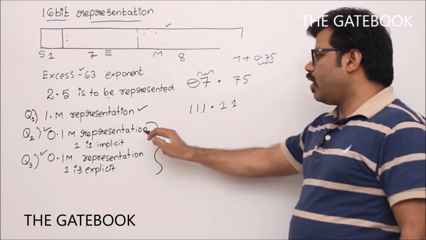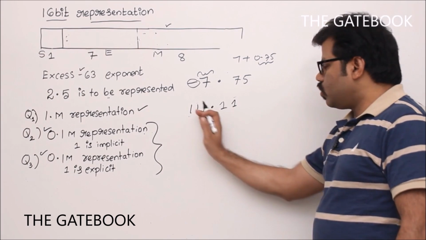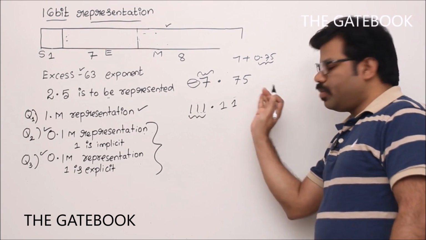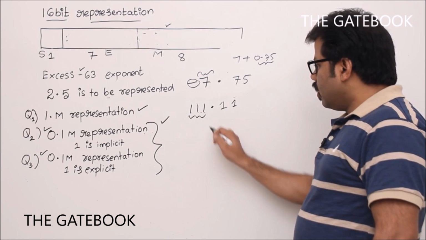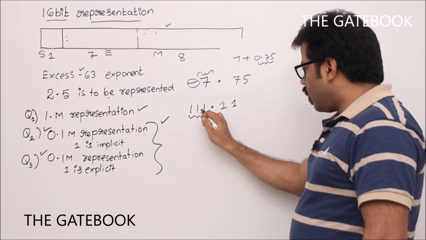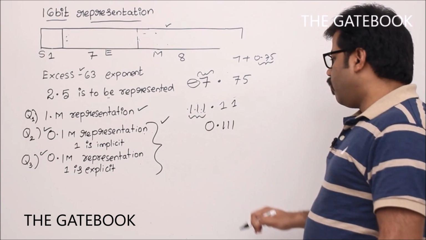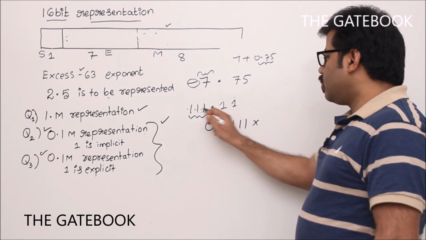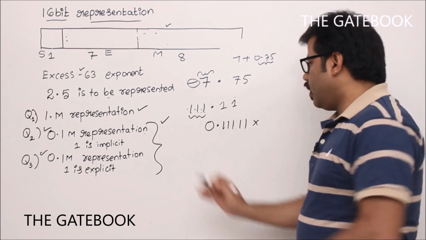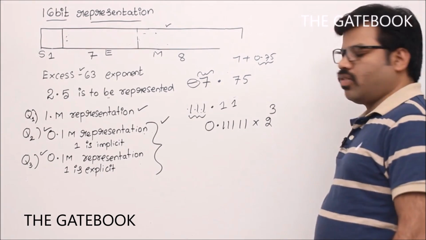Let me take 0.1m representation. To have 0.1m representation, I should not have any integer part, right? This part should be shifted. So let us do this 0.1m representation. For that, I am moving the point like this, 1, 2, 3. If I move like that, then I get 0.11111 into, since I moved this point left side 3 times, we have to write here 2 cube. Both are equivalent.